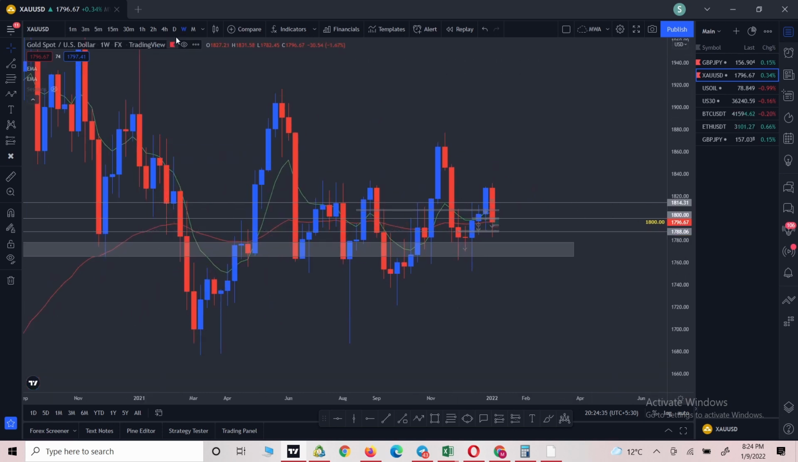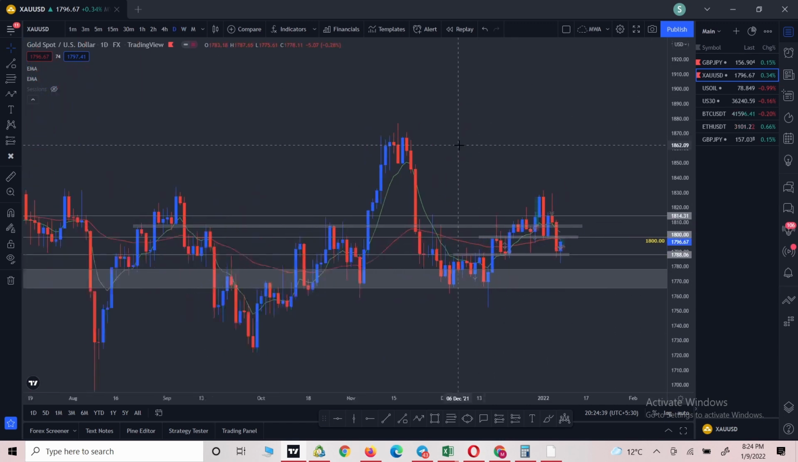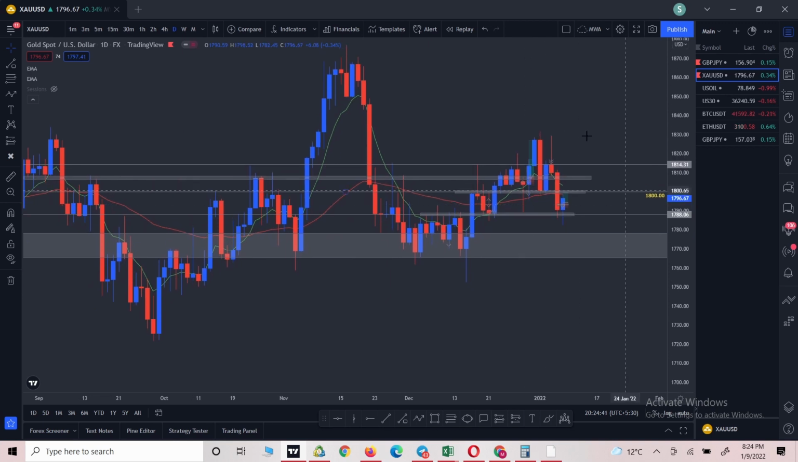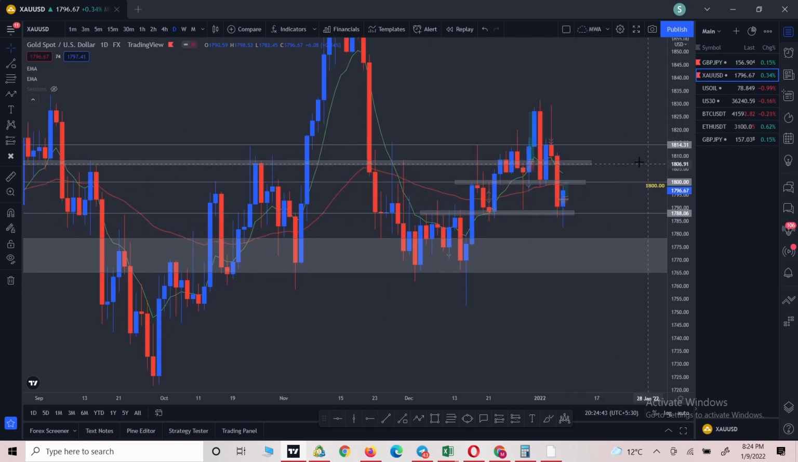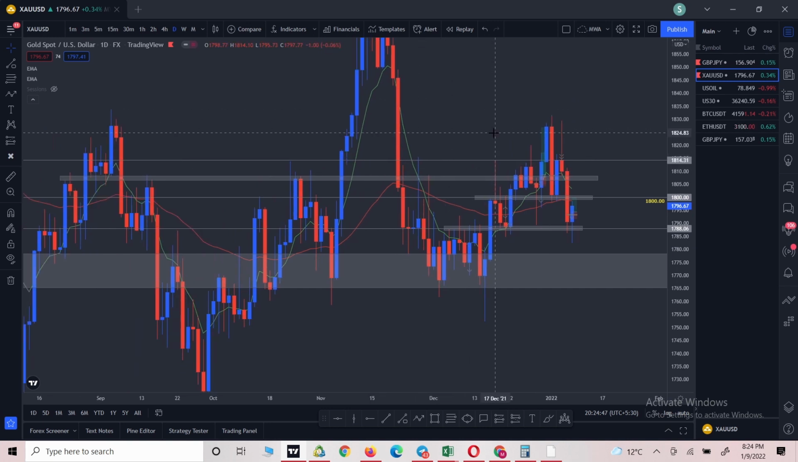So let's go to daily, what the price is doing on the daily. Now if you are wondering what these lines and rectangular boxes on my chart are, these lines are the daily zones, and these rectangular boxes are the 4-hour zones. These daily and 4-hour zones I basically use for my intraday trading.